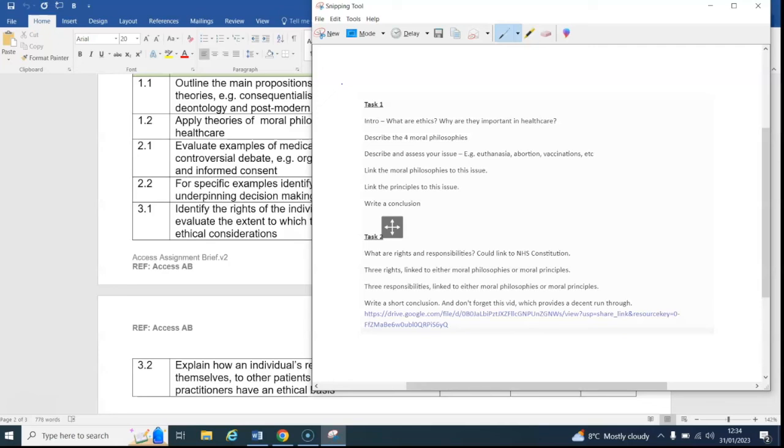Then task 2, what are rights and responsibilities? Could link to the NHS Constitution. There's a big list on the NHS Constitution of all our rights and responsibilities, and you can pick 3 of those to discuss. And 3 rights linked to either the moral philosophies or the moral principles, as we did on that sheet. And then 3 responsibilities linked to the same as we did on that sheet, and then a short conclusion, and then you're done.